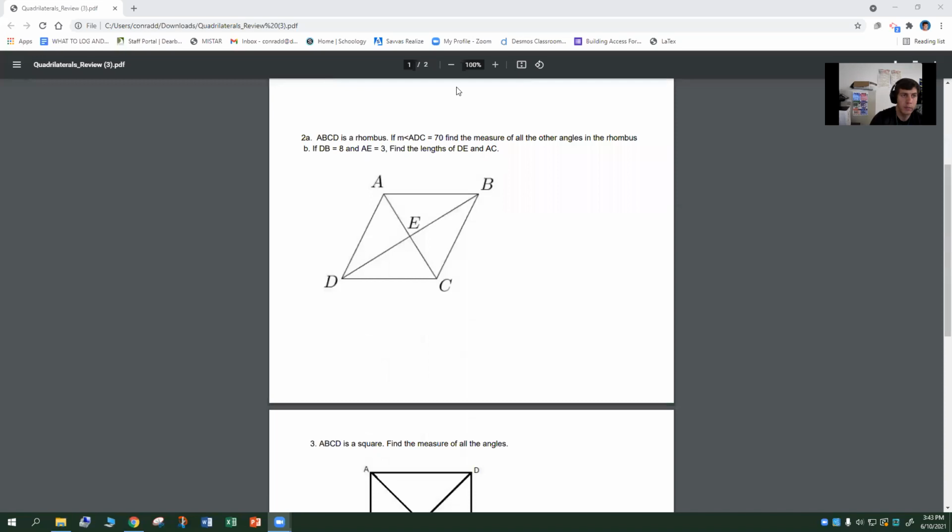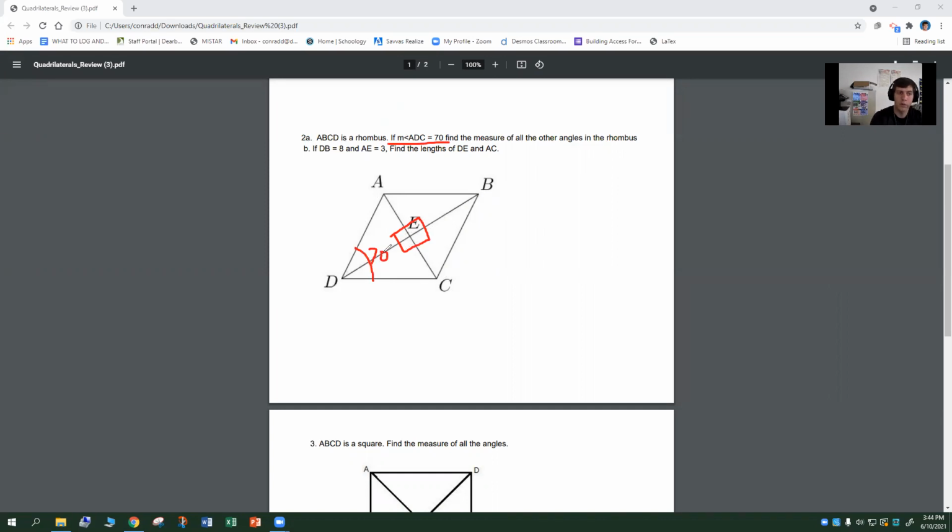Right, the next one is a rhombus. So again, we're going to look for all the angles here. So the first thing we should know about a rhombus when it comes to the angles is that the diagonals are perpendicular, which means that they intersect and form right angles. So in the middle here, all 4 angles are going to be 90 degrees. So DEA is 90 degrees, angle AEB is 90 degrees, angle BEC is 90 degrees, and angle DEC is 90 degrees. Okay, they're telling us the measure of angle ADC is 70.